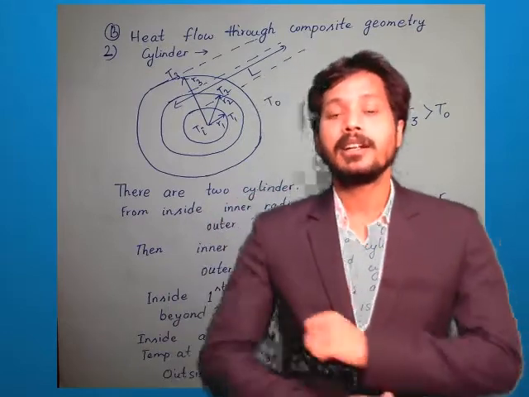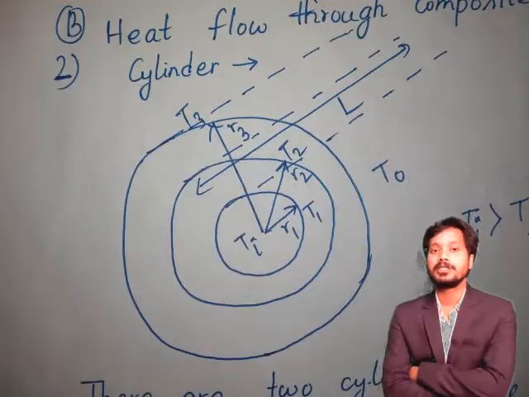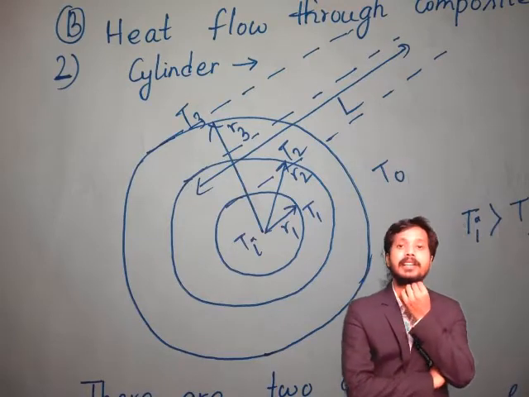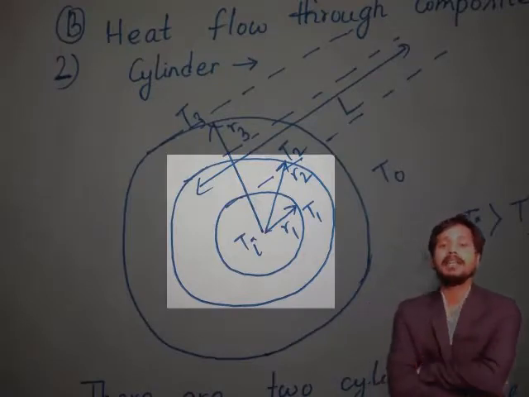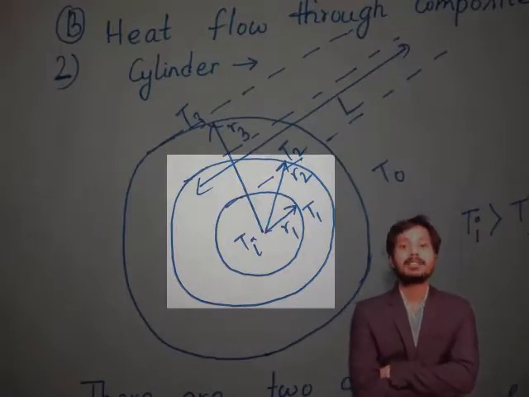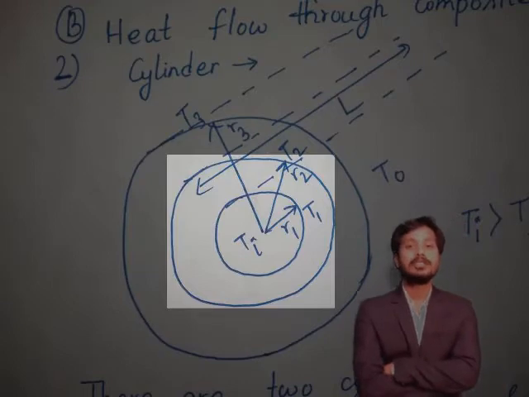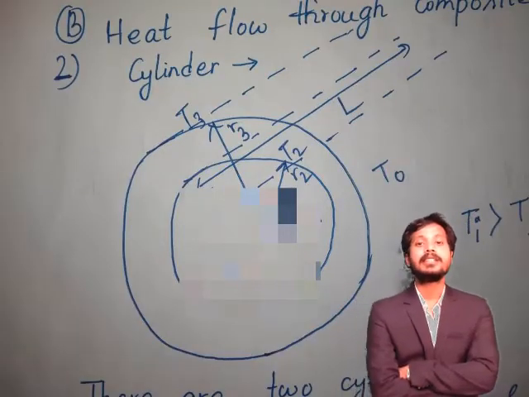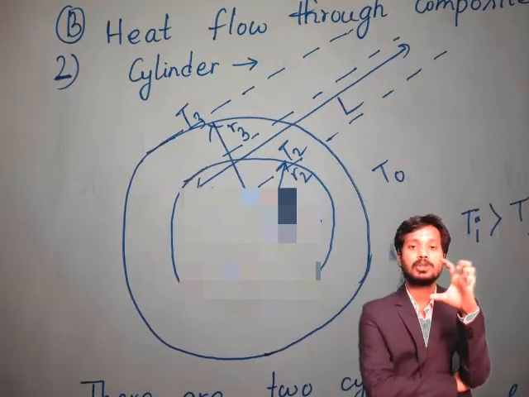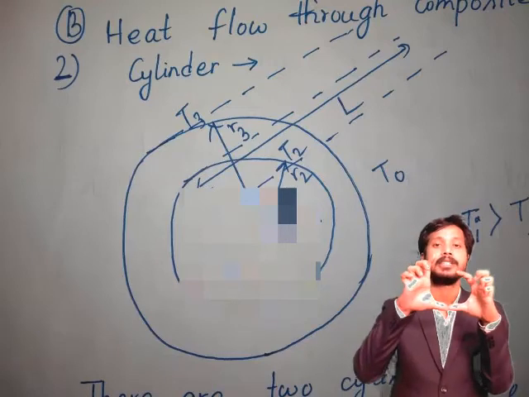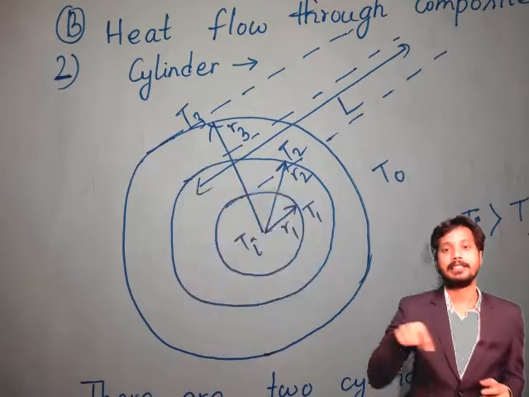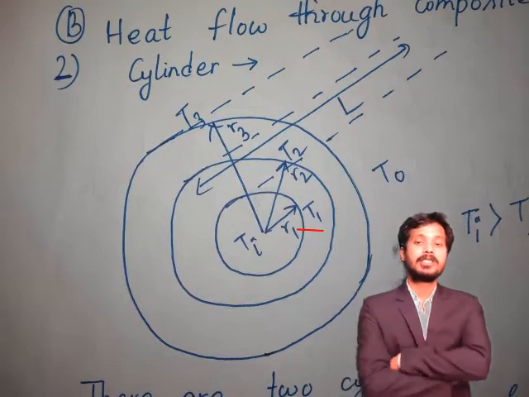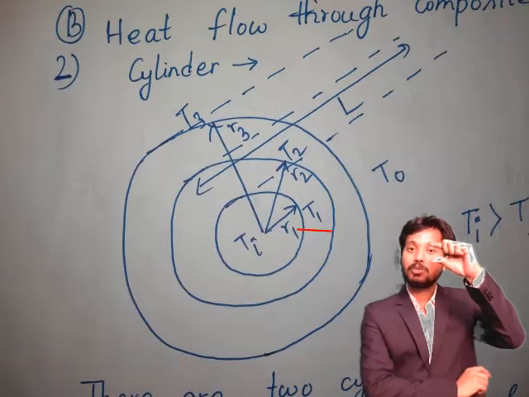You see here cylinders are there. How many cylinders are there? Only two cylinders. The first cylinder has inner radius R1 and outer radius R2. The second cylinder has inner radius R2 and outer radius R3. So this is my second cylinder. If I ask you the thickness of the first cylinder, that is R2 minus R1.